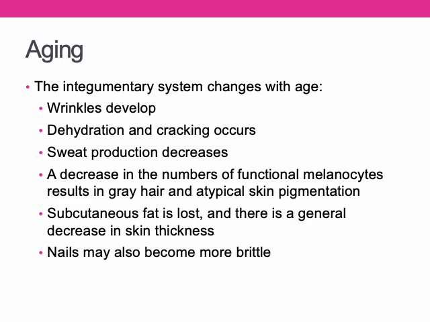Aging is going to have its effect on the skin, so we see wrinkles being developed as a person gets older. The skin is far more prone to dehydration and cracking. As a result, we see sweat glands are not as active as they used to be, so there's a decrease in sweat production. There is also a decrease in the number of melanocytes and the melanocyte activity as well, so that's going to result in gray hair and uneven skin pigmentation.